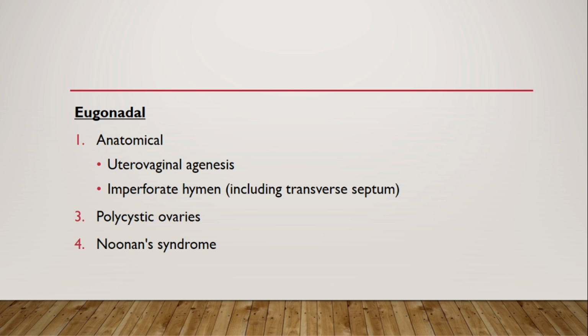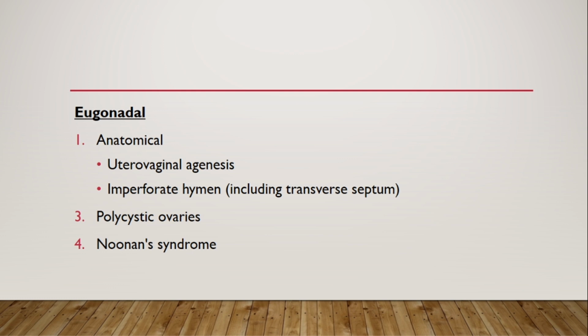The third category is the eugonadal. They have normal gonads. And the typical example that we have is anatomical. There is a problem with the anatomy. In this case, you may have a defective embryological development, right from in utero, in which case the uterovaginal axis may not be developed, that we call uterovaginal agenesis. And the uterus is not developed, or the vagina is not developed.